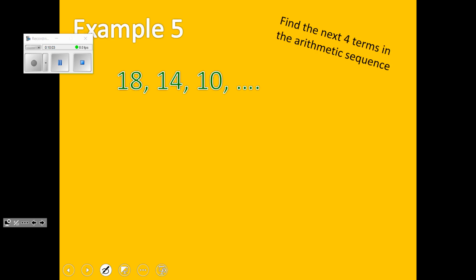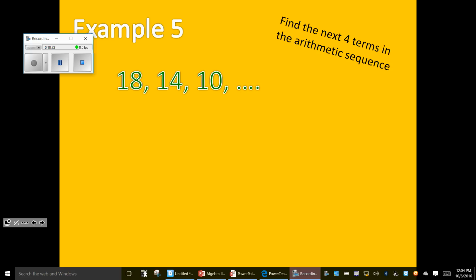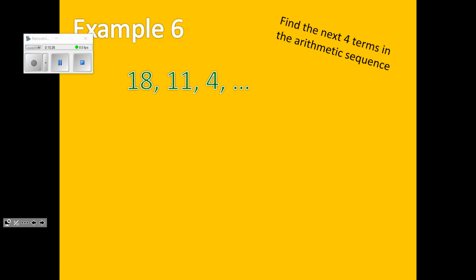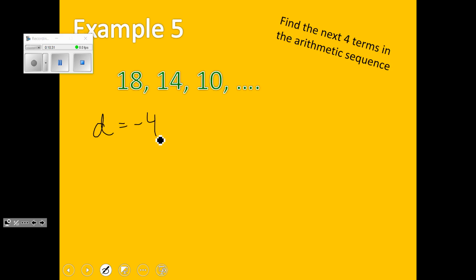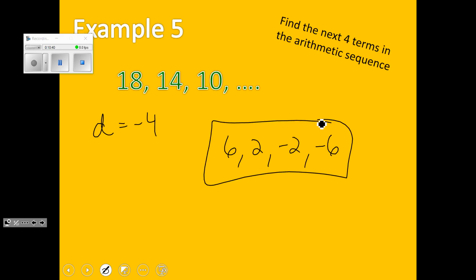Okay? All right. So what we're going to do now is I want you to find the next 4 terms in the sequence. Find the next 4 terms in the sequence. What's my common difference? D is equal to -4, and so the next 4 terms would be 6, 2, -2, -6, dot, dot, dot. Any questions? How many got it? Yay.